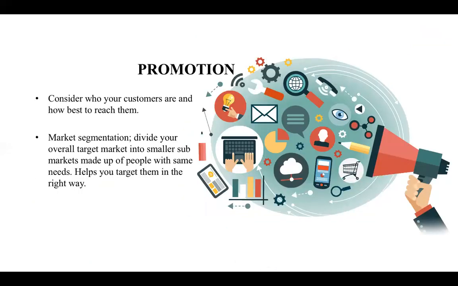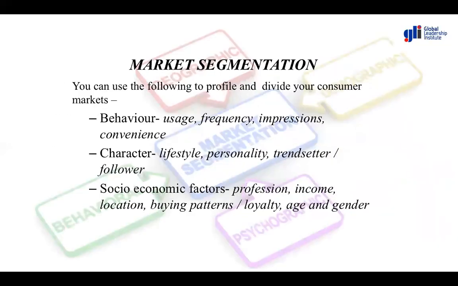I talked about market segmentation under promotion the other time. And some ways of segmenting your market, you can segment on behavior, usage, frequency, impressions, convenience. So you can pick your market and people that have been buying from you. You can segment them on usage: heavy users, mild users, occasional users. And how do you do that? You have a database that is storing how many times these people have bought from you in 1 month, how often they buy from you.